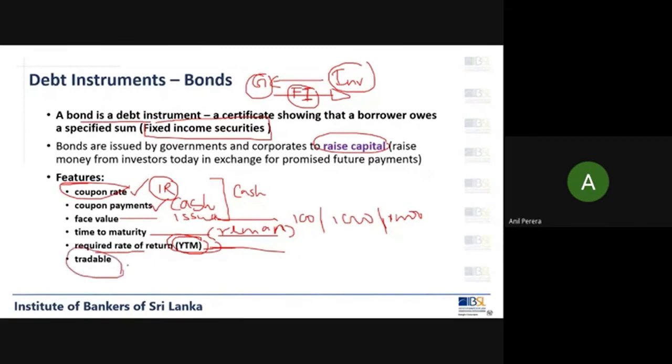Then the bonds are tradable. As I said, most of these bonds have a secondary market. You can trade the bond.